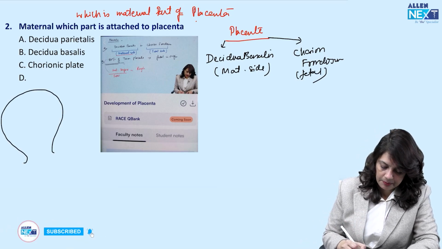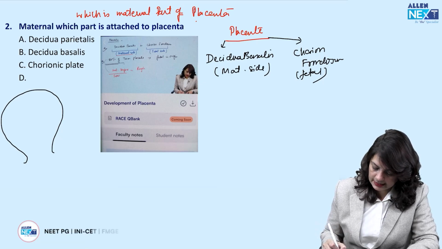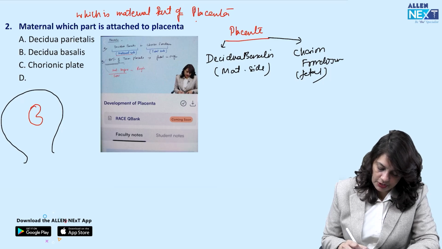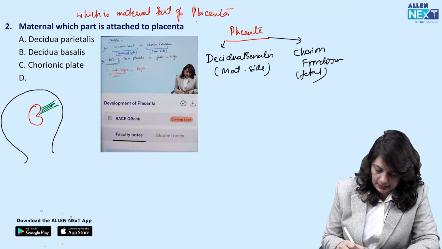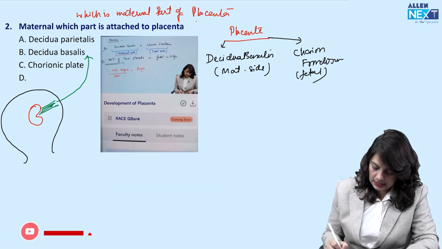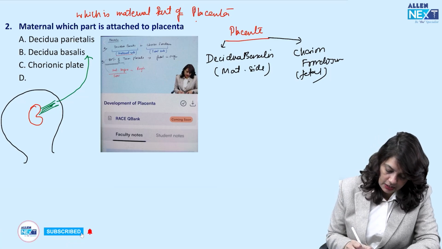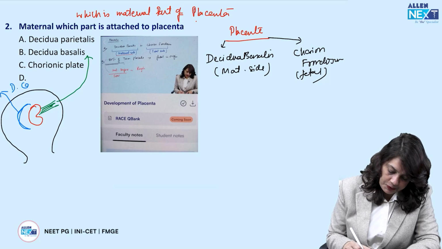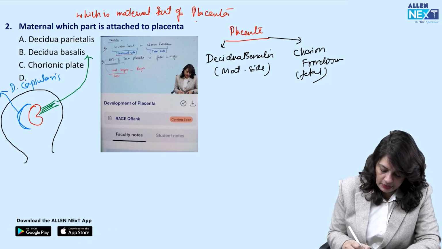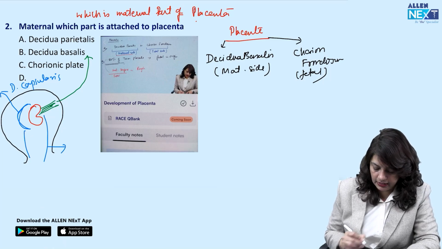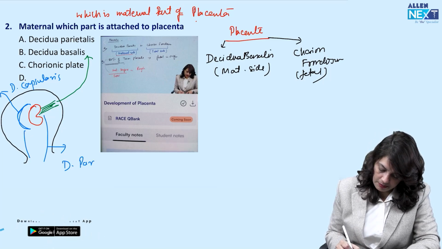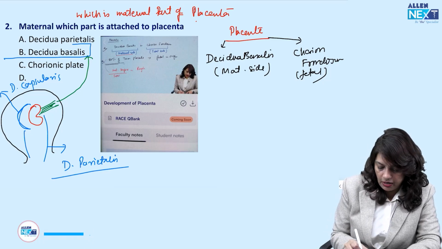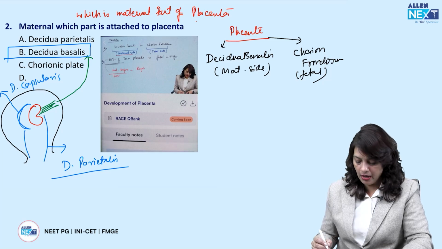Endometrial lining in pregnancy is called decidua, and the part of the decidua which is forming the placenta is the decidua basalis. The part which is covering the implantation site is decidua capsularis, and the rest of the uterine cavity is decidua parietalis. So decidua basalis is the one which is forming the maternal side of the placenta.